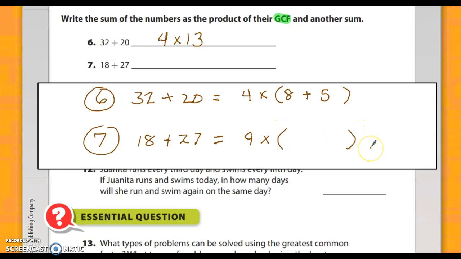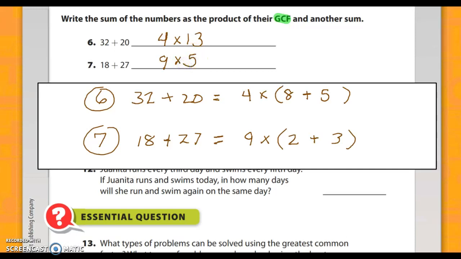And then I've got to come up with the two numbers. How many times does 9 go into the first number? 9 goes into 18 twice. 9 goes into 27 3 times. I put an addition sign between those, and I've got 9 times 2 plus 3. Well, 2 plus 3 is 5, so I'm going to write 9 times 5.